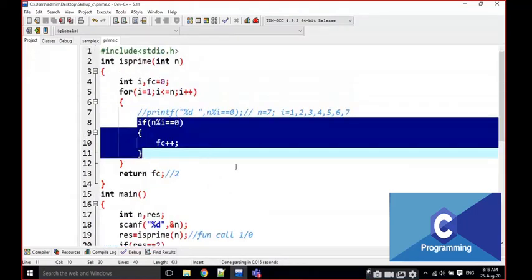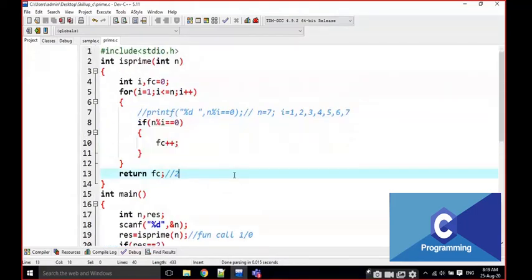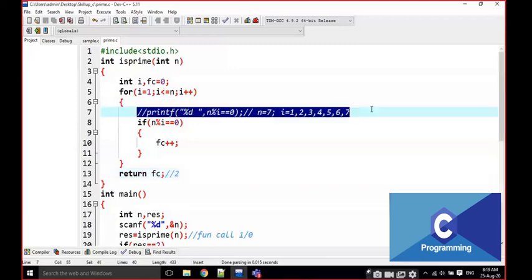Just note it down. The prime function is prime of. Write this comment line also.